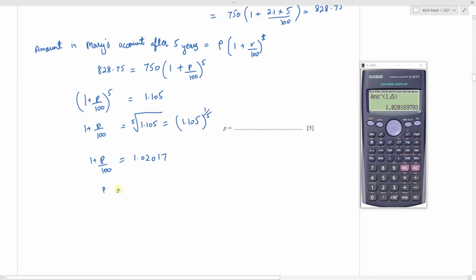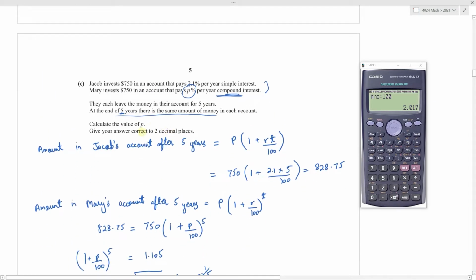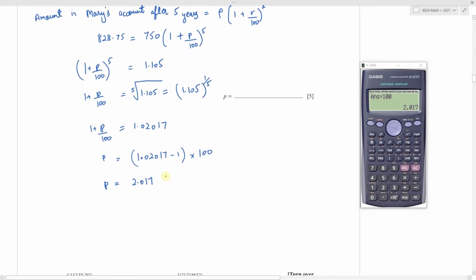So for P, take this 1 to the other side, it will be subtracted: 1.02017 minus 1. And if I take this 100 to the other side, it will be multiplied. So 1.02017 minus 1, into 100. So P is 2.017, and we have to write our answer correct to 2 decimal places. If I round it to 2 decimal places, this will be 2.02. So your value of P is 2.02.